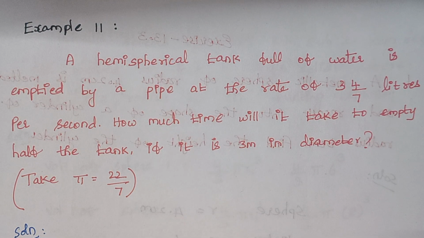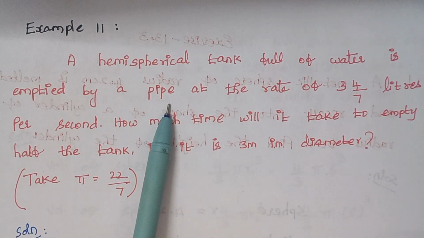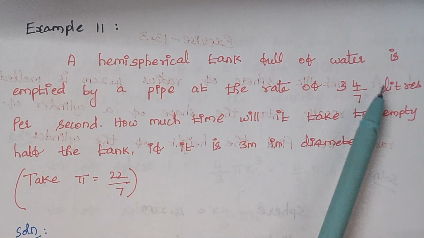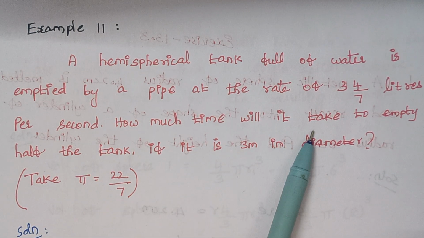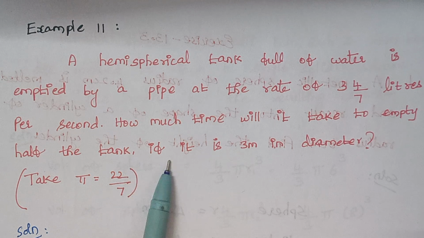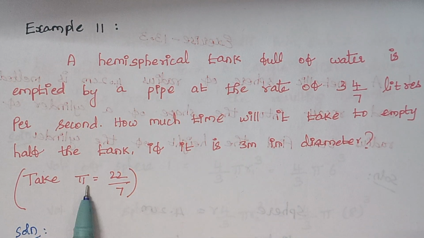Example 11. A hemispherical tank full of water is emptied by a pipe at the rate of 3 4/7 liters per second. How much time will it take to empty half the tank if it is 3 meters in diameter? Take pi as 22/7.